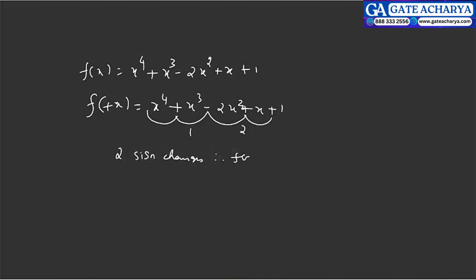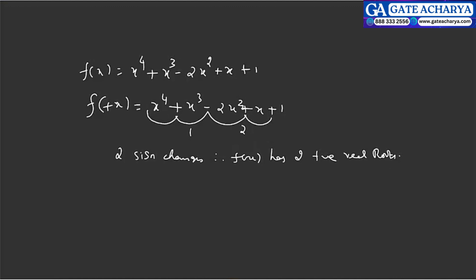Therefore, f of x has two positive real roots. How many roots of this equation? 4 roots. Among that 4, we identified 2 are positive real roots. The remaining 2 roots are there. So what type of roots? Suppose the remaining 2 roots are negative, or the remaining 2 may be complex, or one is a negative real root and another is a complex root. Imagine it.